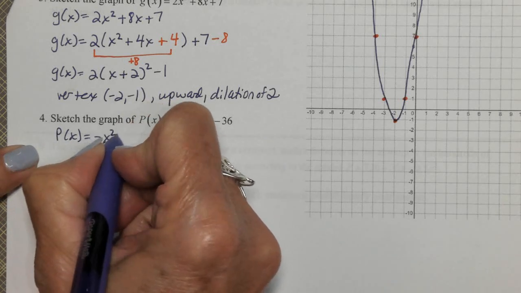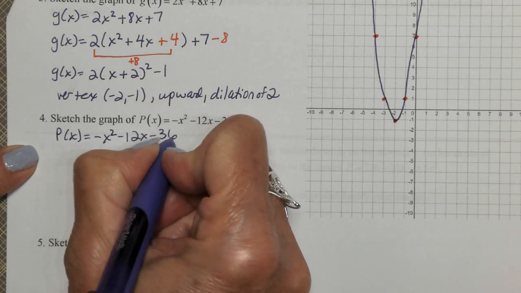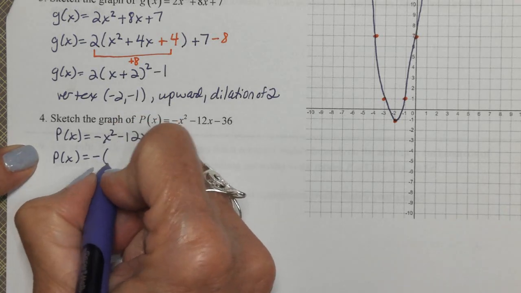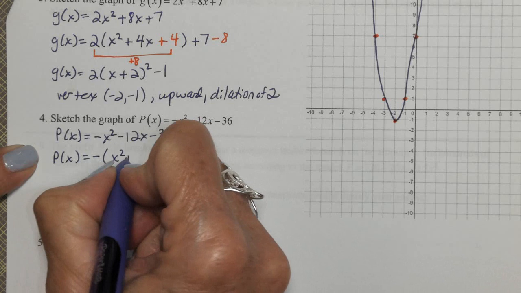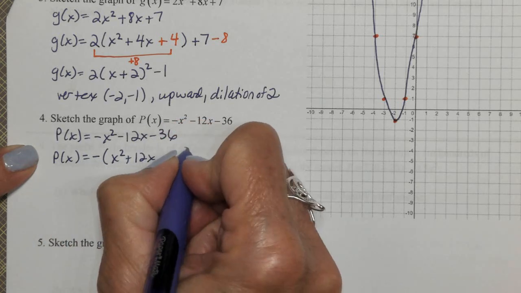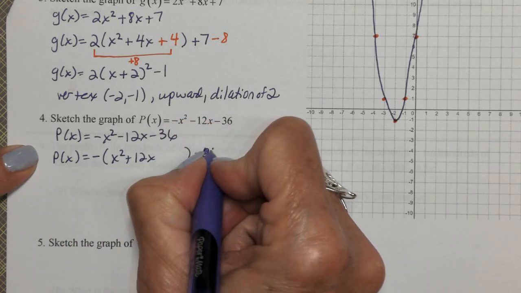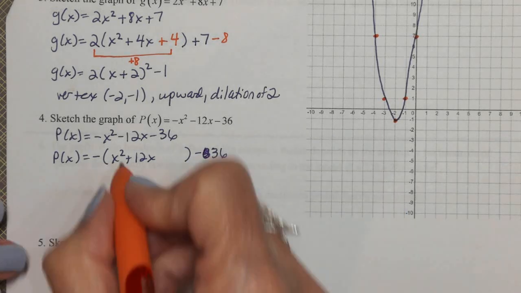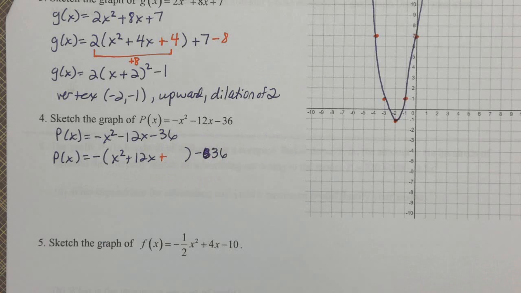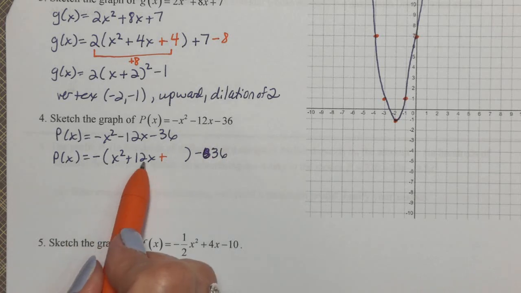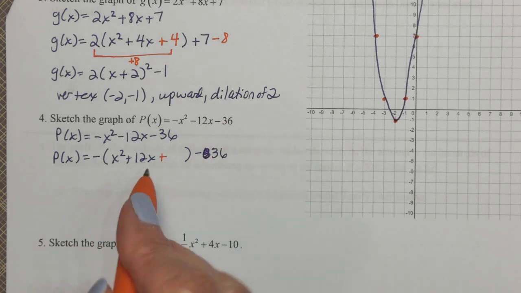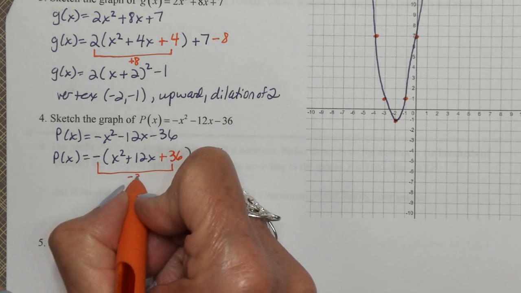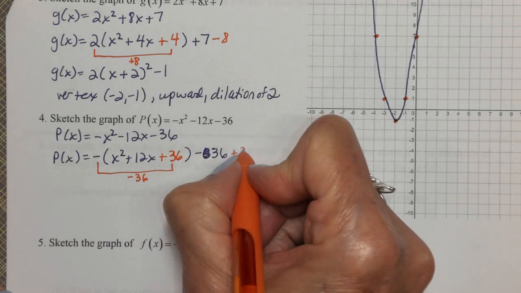Okay, -x squared minus 12x minus 36. So I begin by factoring out a negative just from my first 2 pieces, my x terms. Leave your -36 alone. Inside the parentheses, we're going to add half of 12 squared. Well, half of 12 is 6. 6 squared is 36, so I'm adding 36 inside. But really, I'm subtracting 36, so I need to add 36.